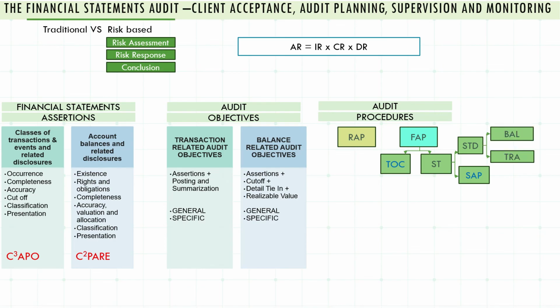Okay, having said that, we are also reminded in terms of substantive tests of details, it could either be substantive tests of details of balances, or substantive tests of details of transactions. Because again, when we look at the assertions and the objectives and nature, timing, and extent of the testing, it refers to both balances and transactions.